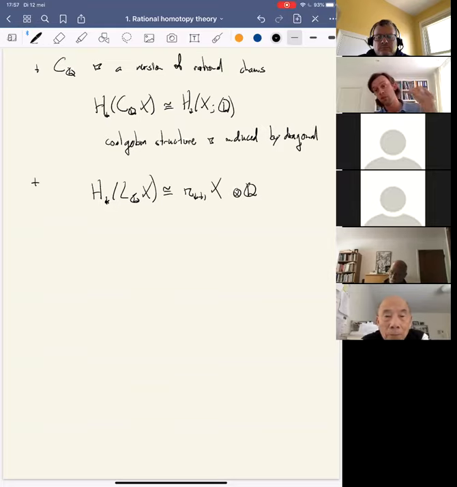Right, you can think of the rational homotopy groups under the Whitehead bracket as a functor into graded Lie algebras, and this LQ goes into differential graded Lie algebras. And the bracket, okay, so the Lie bracket really is the Whitehead bracket.